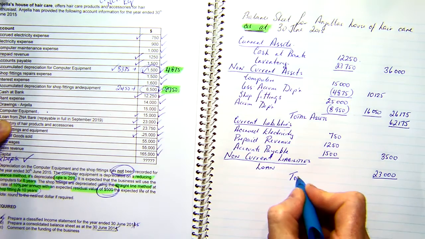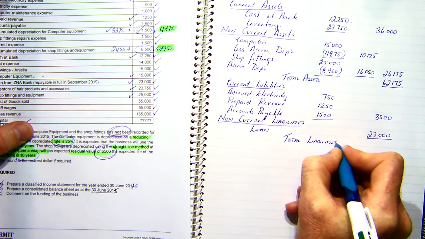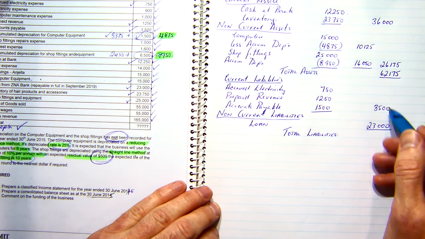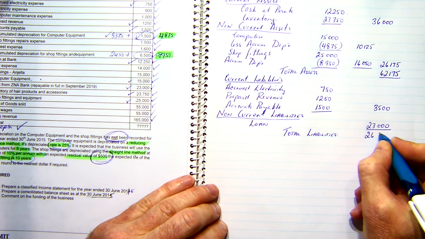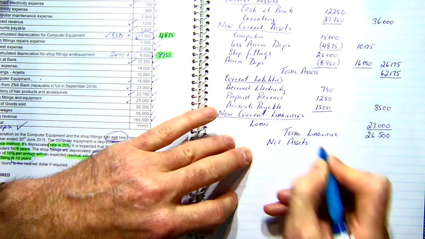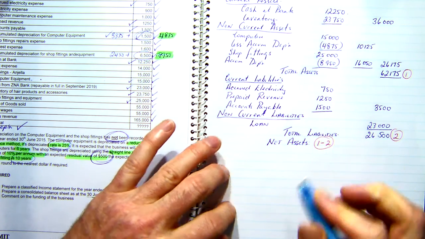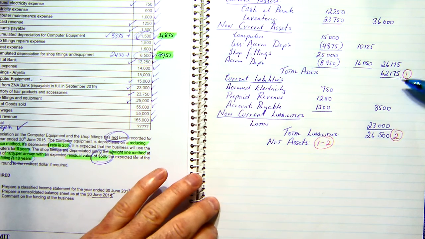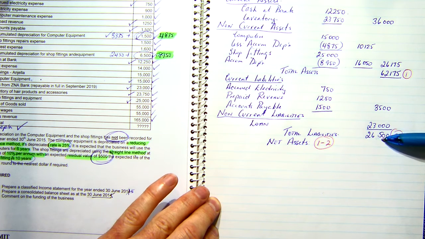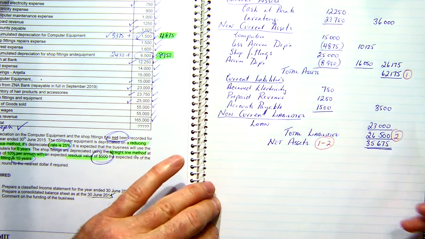So total liabilities is, what is it, 23, 26,500. And then my next total is that I need to calculate net assets. Now my net assets is just simply my assets minus my liabilities. So 1 minus 2. And what do I get? 62,175 minus 26,500, so it's 35,675, which makes my net assets.